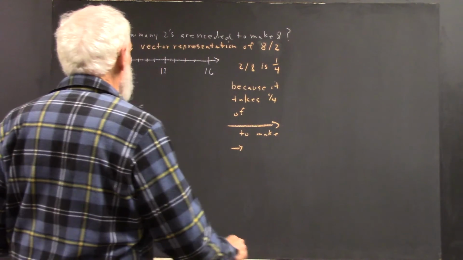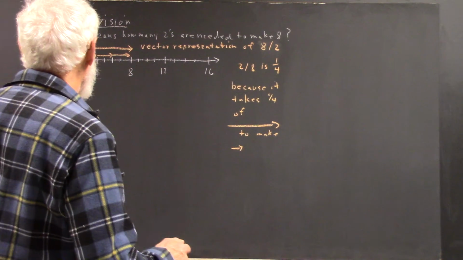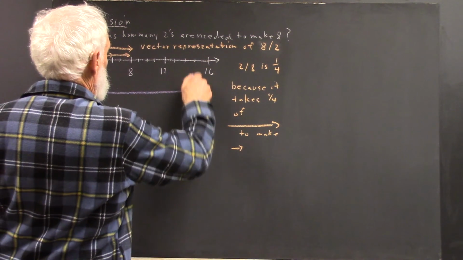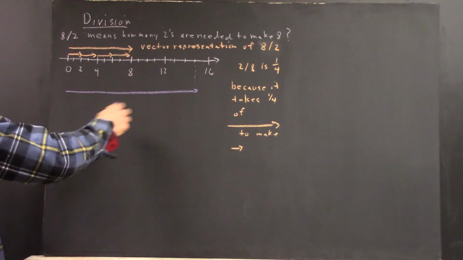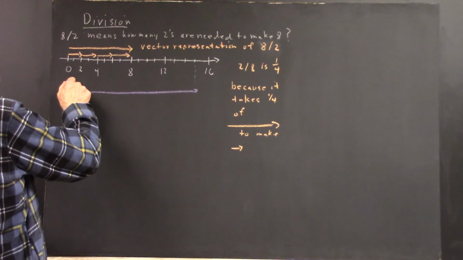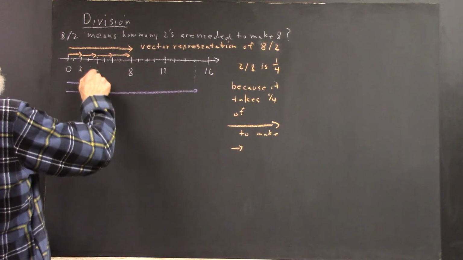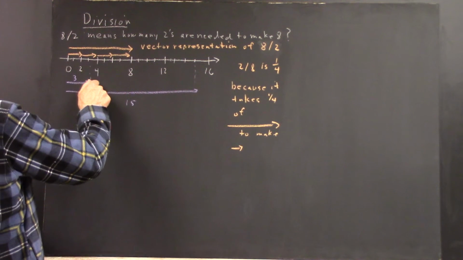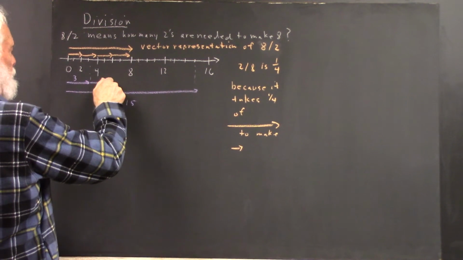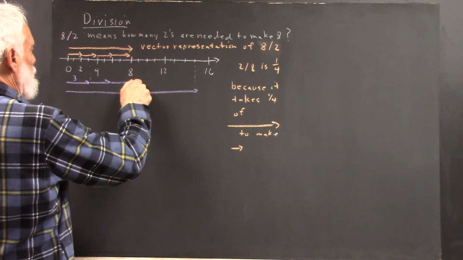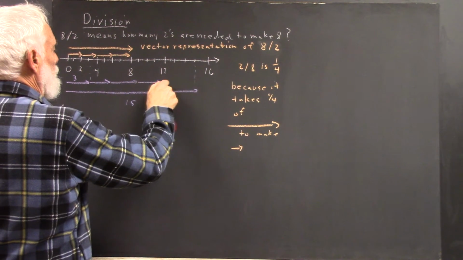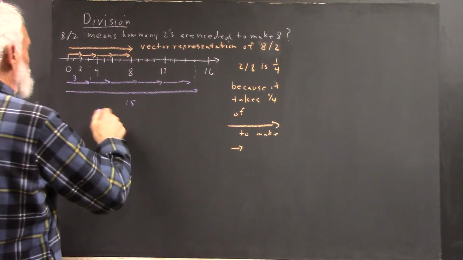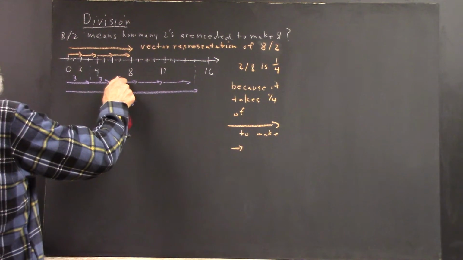Okay, and we can do other quotients, but the idea is pretty clear. If we wanted to do 15 divided by 3, well, there's 15. And there's 3. So this is 15, this is 3, and we can see that it's going to take 1, 2, 3, 4 more of these, total 5, to make 15.